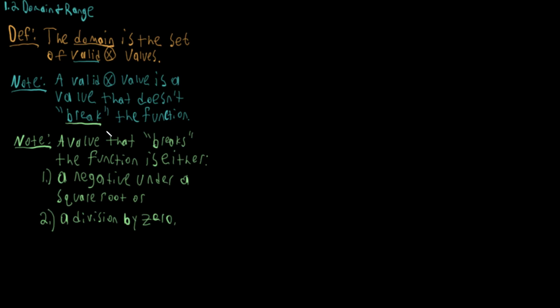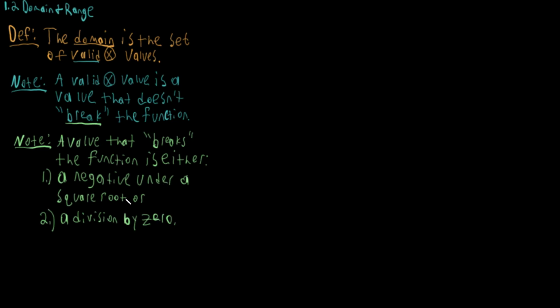So a value that breaks the function is either a negative under a square root or a division by zero. That's the two bad things. And if you remember, if you want a real output, that is, you want something in the range that is going to be real, then you're probably going to want to put in a... So a value that breaks the function is either a negative under a square root or a division by zero.